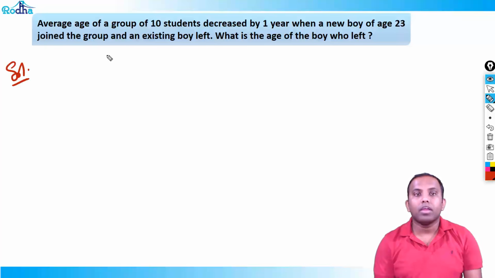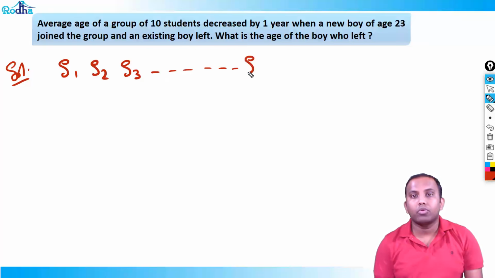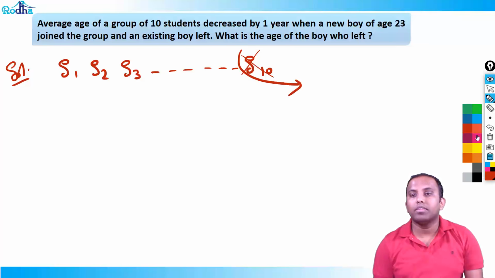Now, slightly different case. So again, first see the whole method, how to do it, and then we can directly do. Average age of a group of 10 students decreased by 1 year when a new boy of age 23 joined the group and an existing boy left. So let's say this guy S10 left the group, and a new person joins the group.